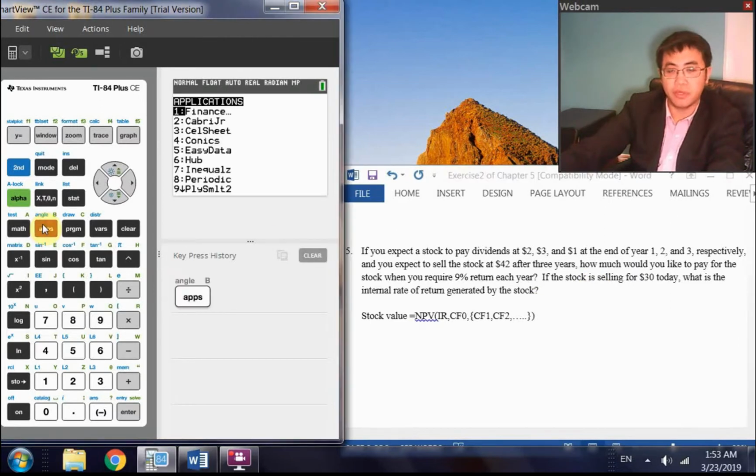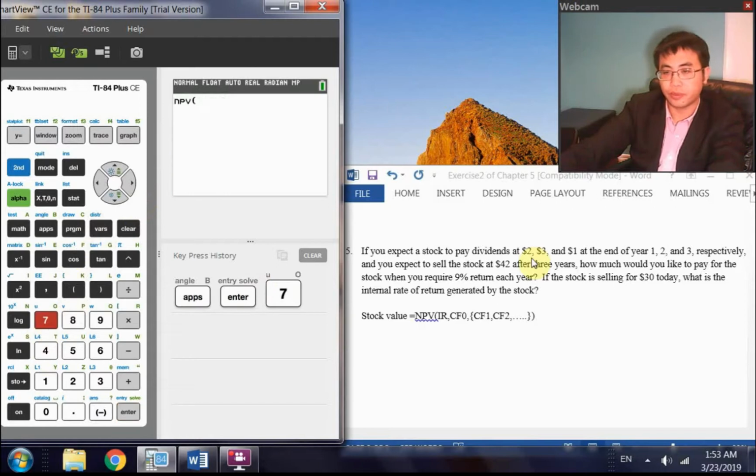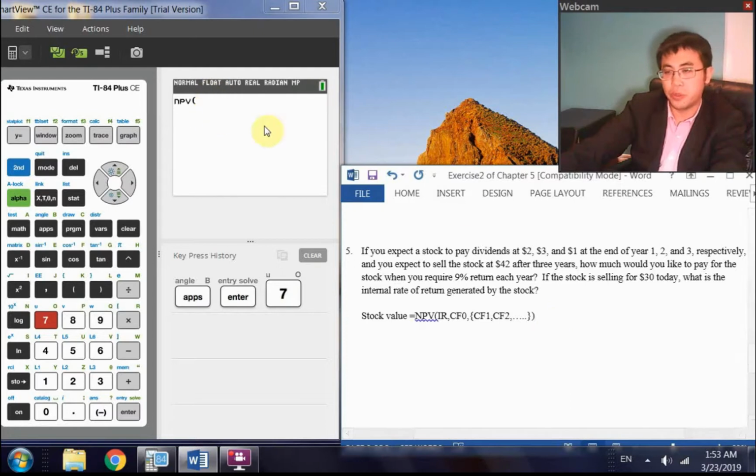So you hit apps, and then you choose finance, number 1 option, and you see NPV is right here. You can scroll it down, hit enter, or you can just hit number 7. After you hit number 7, the NPV function pops up, and it's your job to remember what to put first. You need to know this sequence of components you put into the NPV function.